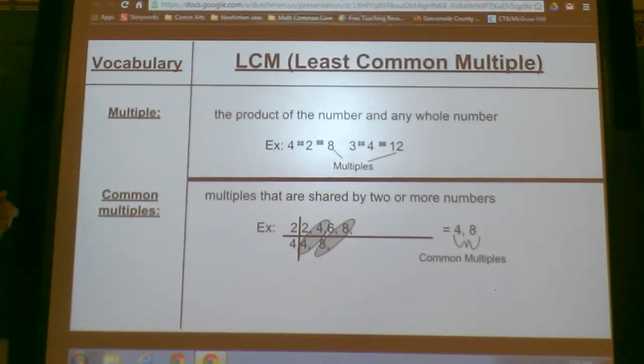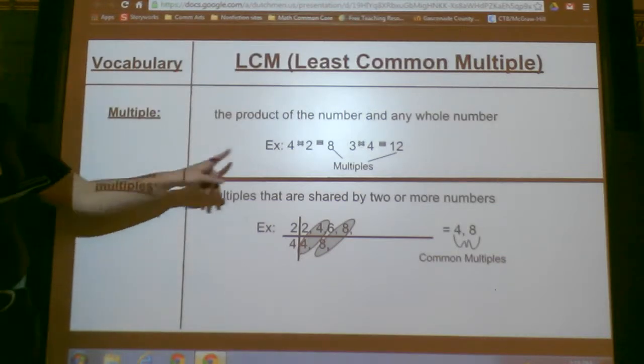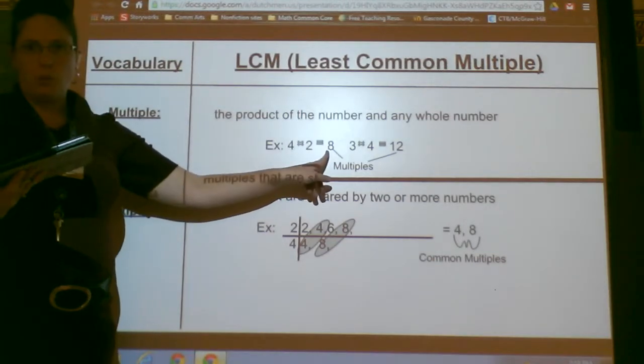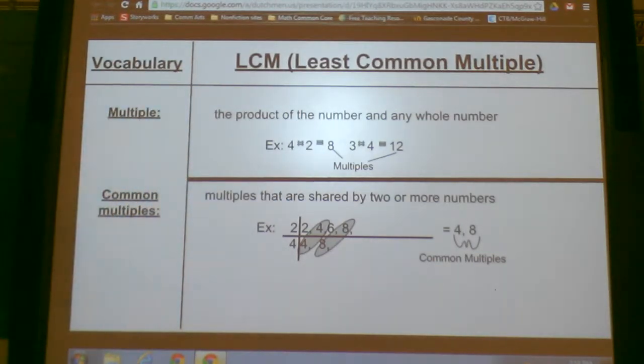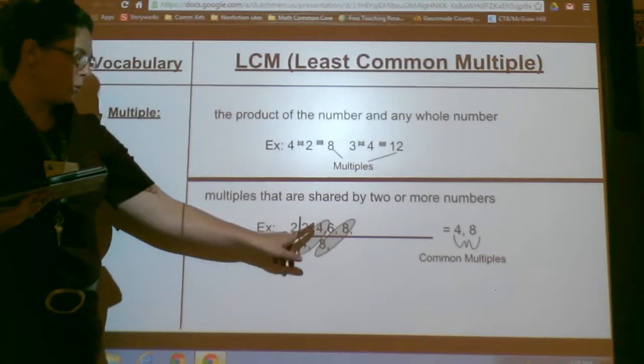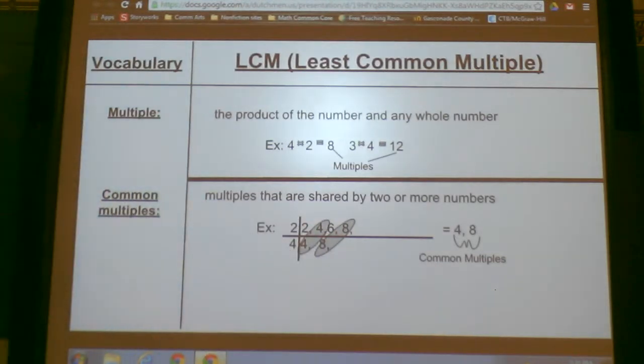First one is multiple. It's the product of the number and any whole number. So, when you multiply two numbers together, such as 4 and 2, and you get 8, 8 would be your multiple. So, it's the answer of your multiplication problem. Common multiples, multiples that are shared by two or more numbers. So if we have 2 and 4, and we list out all the multiples, the ones that are in both are their common multiples.